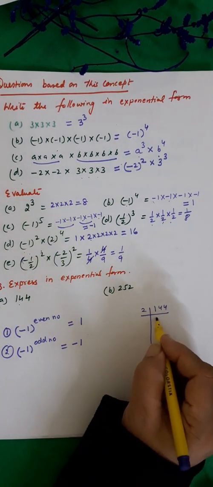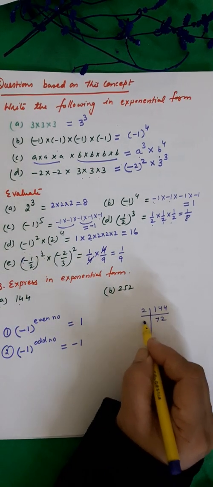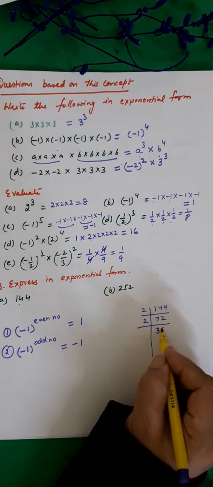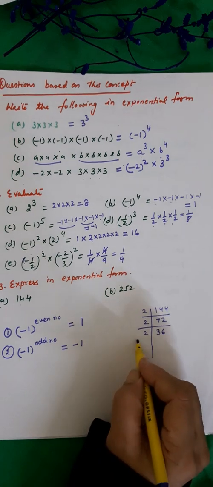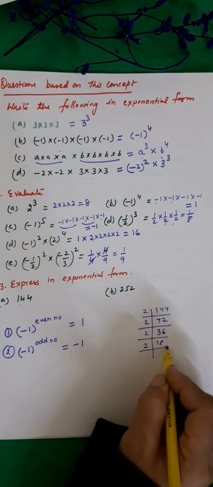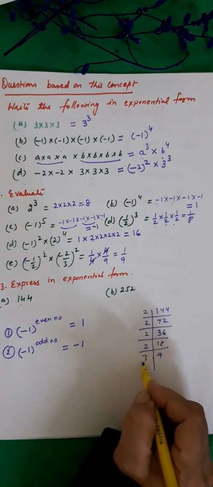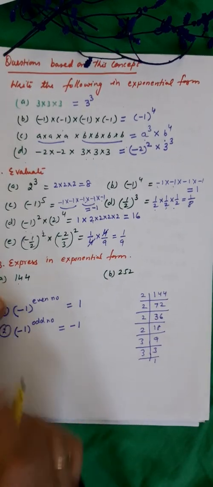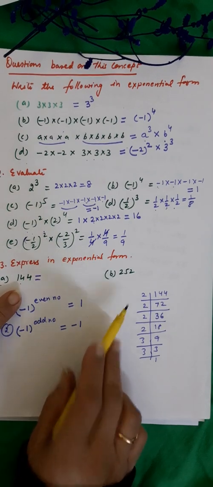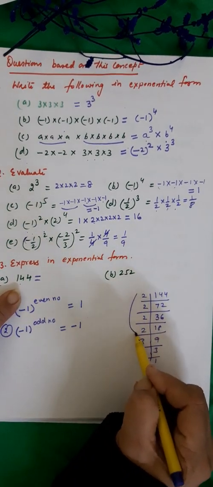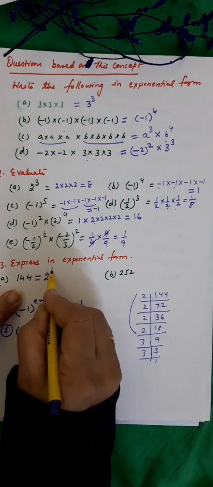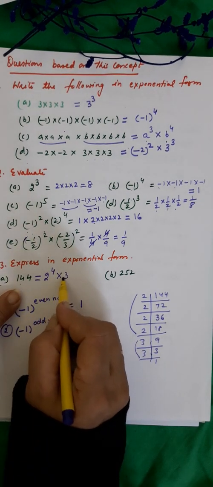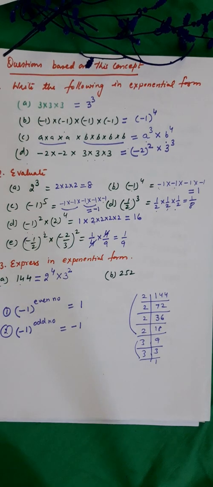So 2, how much will come? 72. 2 3s are 6, 2 6s are 12, 2 18s are, 2 9s are, then 3 3s are, 3 1s, right? So I can write this as 2 into 2 into 2 into 2, that is 2 raised to the power 4, and here 3 raised to the power 2. So this is a very easy way to write.